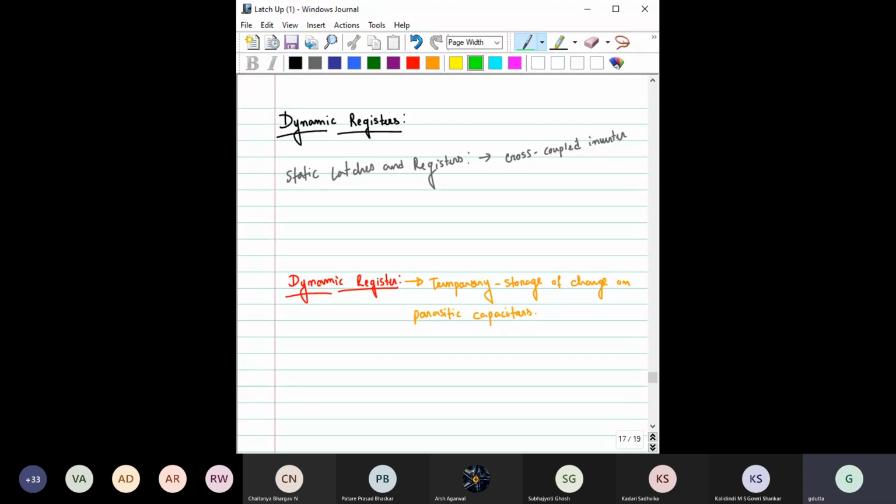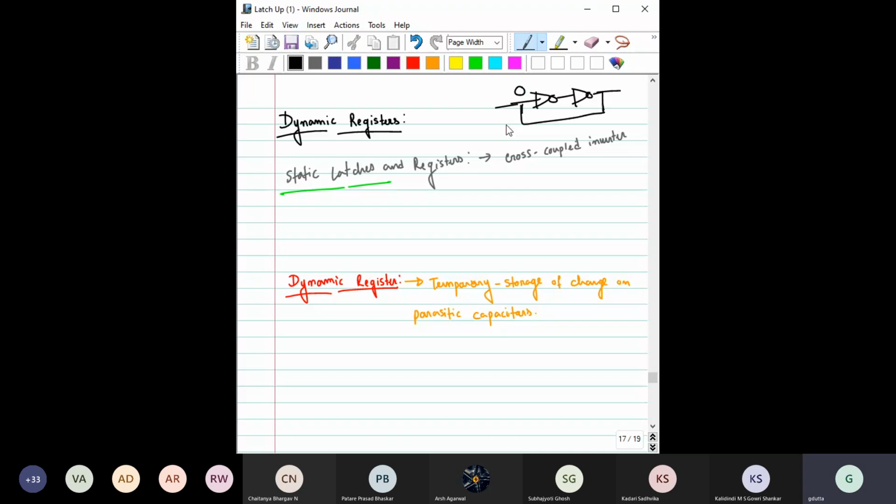Now, so far what we have discussed are these static latches. So what do we mean by static latch? Static latch means it can hold the stored element until you interrupt the power supply, right? This is a static latch and it can store either 0 or 1 depending upon the input, until the power is there.